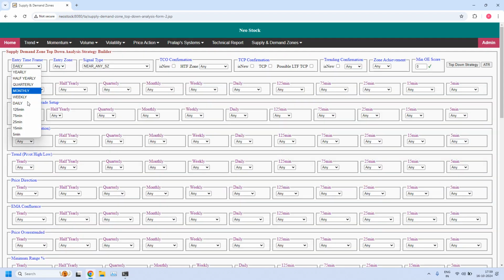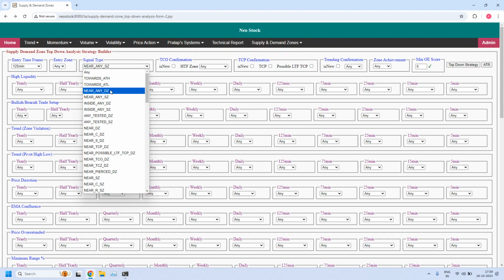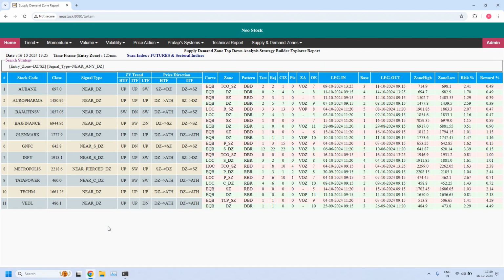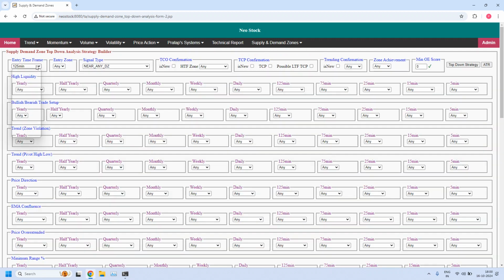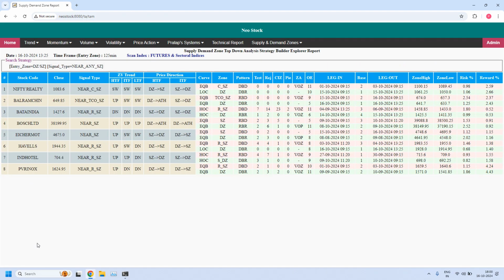Okay, next time frame is 125 minutes. Let's find the stocks near the 125 minutes demand zone. 11 stocks are filtered. Next, for the 125 minutes time frame, let us find the stocks near the 125 minutes supply zone. 8 stocks are filtered.